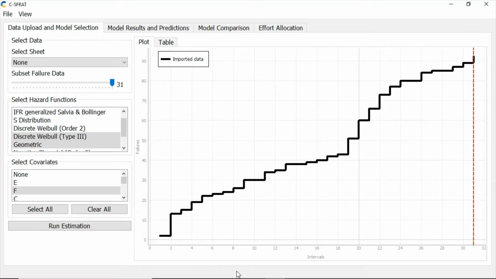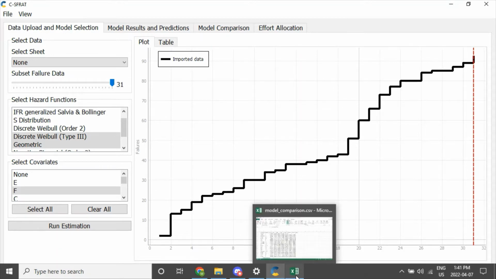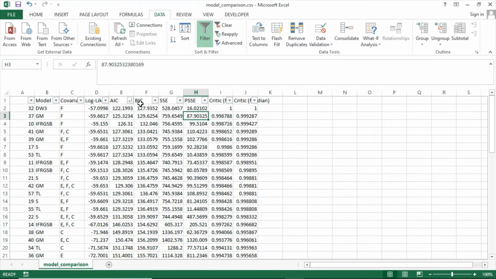Now, with the software in mind, we first loaded our failure data and chose all of the hazard functions right here, and then ran the estimations by also choosing all selected covariates in order to compare the models and see which one fits best to the failure data. For comparing, we output it into a CSV file. Then we use the parameters AIC and BIC to choose our models, in which the ones with the smallest AIC and BIC numbers are chosen.